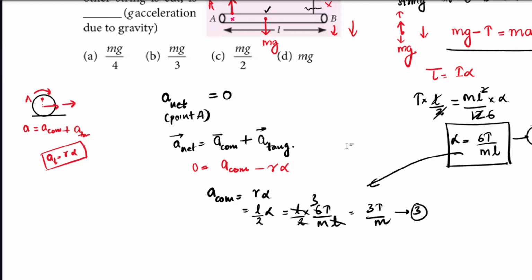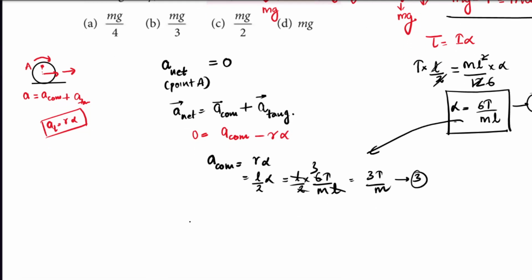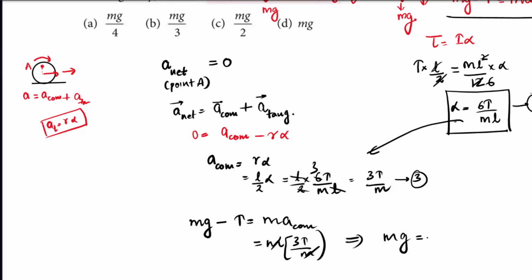If you put equation 3 in equation 1, let me write equation 1 again: mg minus T is equal to m into the acceleration of center of mass. Substitute that here, m into 3T by m from equation 3. So I can write this as mg is equal to T plus 3T, which is 4T, which means T is equal to mg by 4. This is our final answer.